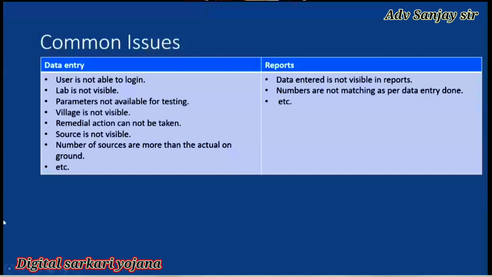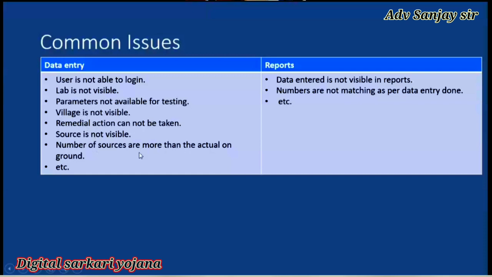Source is not visible. If source is not visible, means in the JJM IMIS, source has been deleted or source has been shifted. So you have to go to your counterpart division, means PHD or board or Jal Sansthan, that this source is not visible in the particular village, because this source and village, this is not in your hand. This is being inserted and managed by your counterpart department in your state who is providing water supply to the rural area.